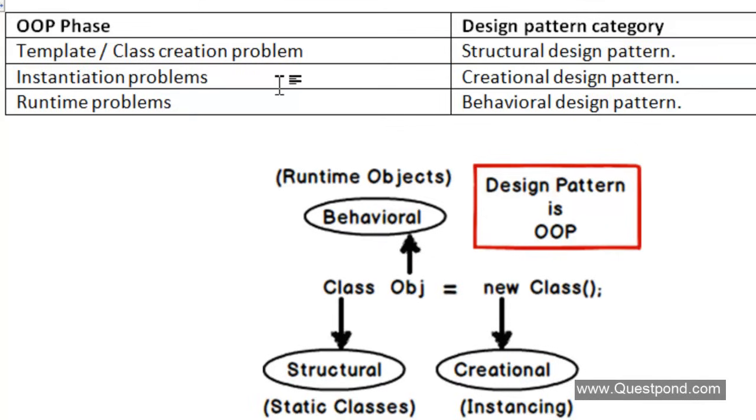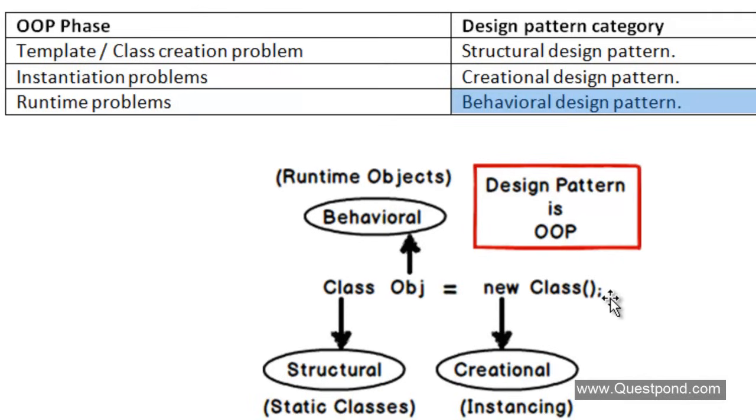Second one is object creation, instantiating the object. So when you're using the new keyword, any kind of problem associated with instantiation will come into the creational design category. And finally, when your object starts running, they use polymorphism, and they do typecasting, etc. So at runtime, if you have any kind of architectural problems, it will come into the behavioral category.